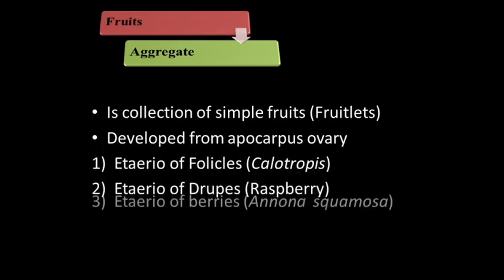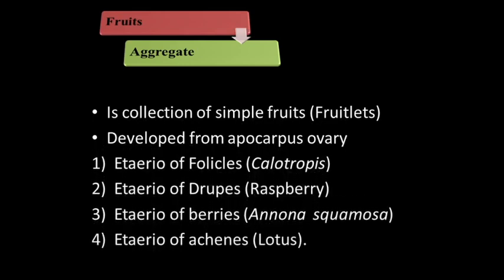Now we discuss the next category of the fruits, that is the aggregate. So we have already discussed the simple fruits. In the first video lecture we discussed the dry fruits, and then the fleshy fruits. Here the aggregate fruits. Aggregate means collective. It is the collection of simple fruits, or you can say fruitlets. It is developed from the apocarpous ovary, means the ovary is never syncarpous, not fused, means free.